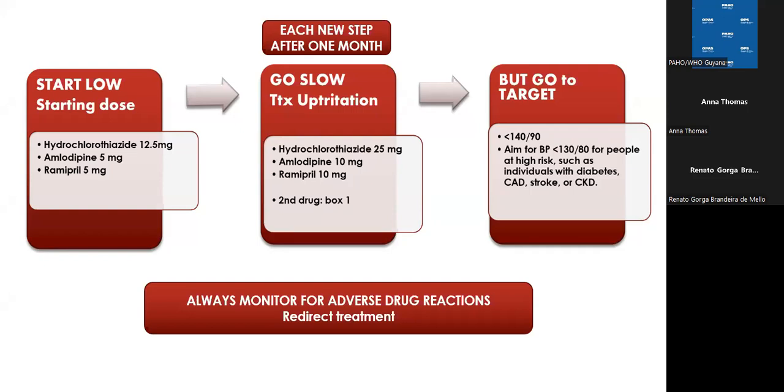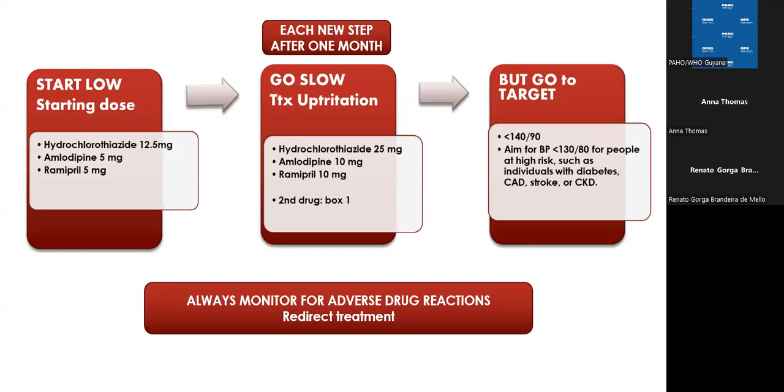Go from 12.5 to 25 milligrams of hydrochlorothiazide. Go from 5 to 10 milligrams of amlodipine and ramipril after at least 1 month of treatment. But don't forget to go to target.